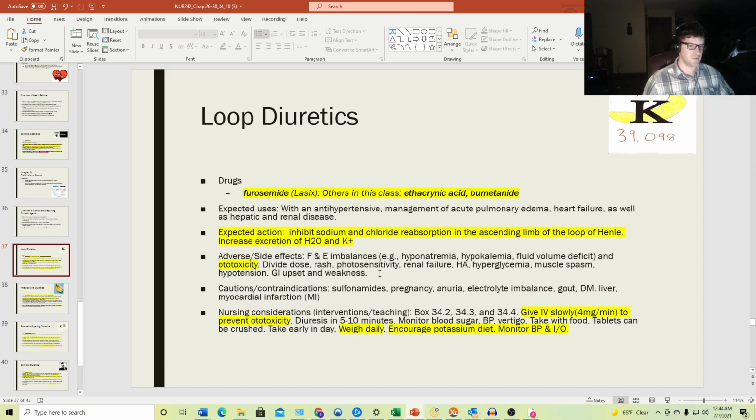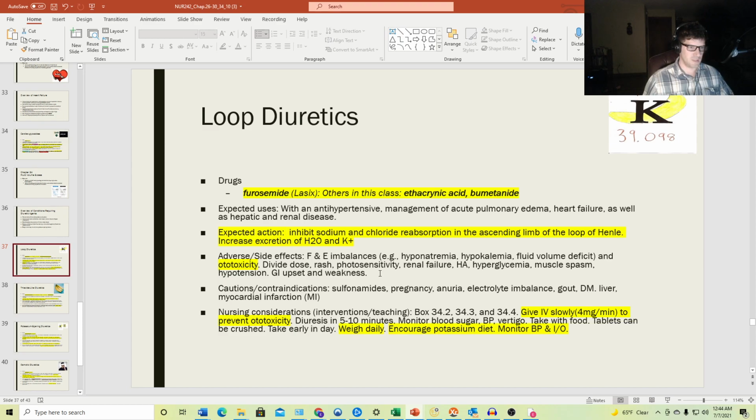Nursing considerations. If you give this IV, you're going to give it slowly, 4 milligrams per minute, to prevent ototoxicity. Okay, that one's highlighted. Again, if it's IV, you give 4 milligrams per minute to prevent ototoxicity. That's why I also have ototoxicity highlighted in adverse side effects.